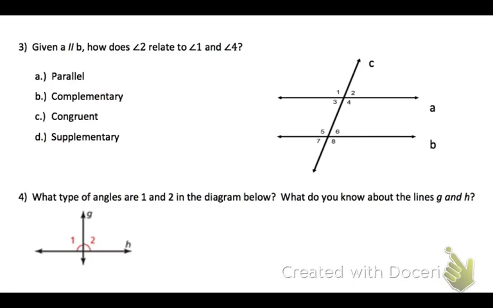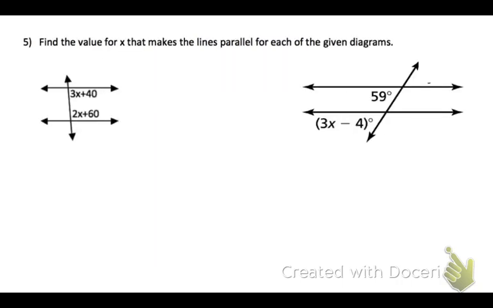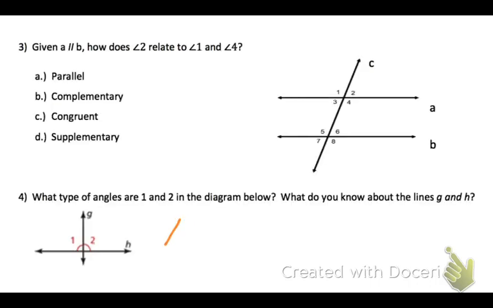Question 4. What type of angles are 1 and 2 in the diagram below? Well, 1 and 2 have to be right angles. Let me go back here. Have to be right angles. And what do we know about lines G and H? G and H have to be perpendicular. If these two angles are supplementary and they're congruent by the markings, they're both 90, hence we have right angles, hence we have perpendicular lines.